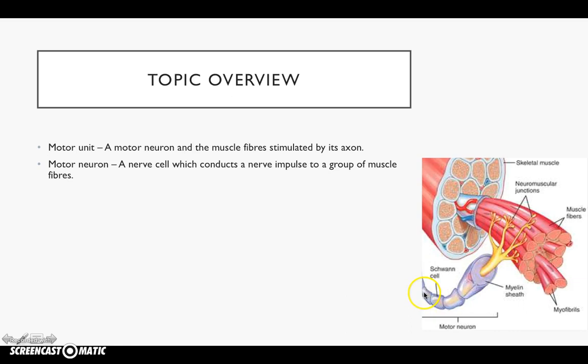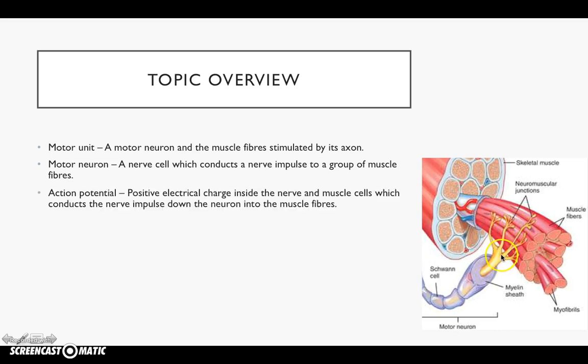A message or a nervous impulse gets sent down here to here, and relays that message to the muscle fibers. An action potential is that electrical impulse. So that electrical charge inside the nerve cell is called an action potential, and this runs down the motor neuron to this point here, known as the neuromuscular junction. The neuromuscular junction is a junction between the neuron and the muscle.